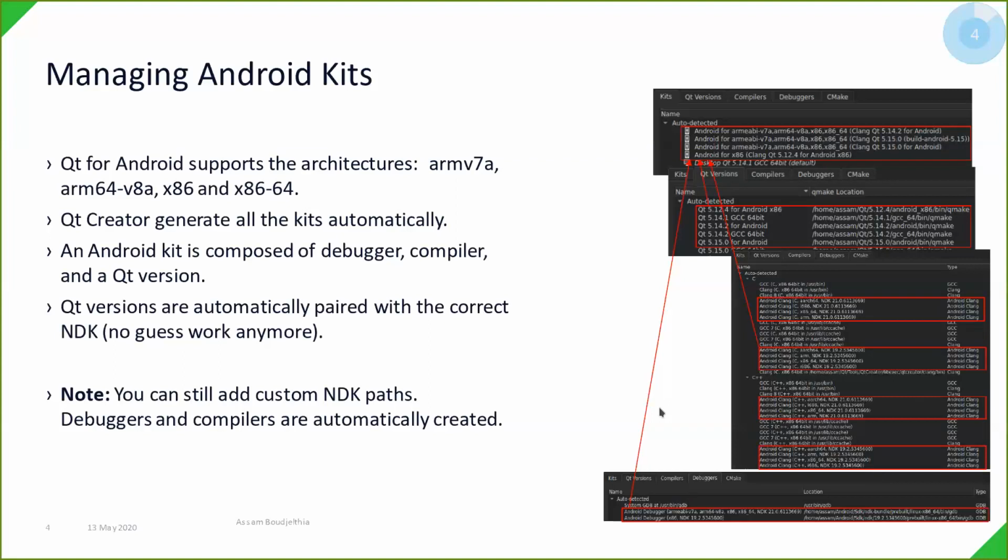What Qt Creator does for you is create Android kits, which are populated with the debuggers, compilers and the Qt for Android versions. These are created automatically and can be used to build and debug your applications. As well, you can always add custom NDKs and create custom kits if you wish.